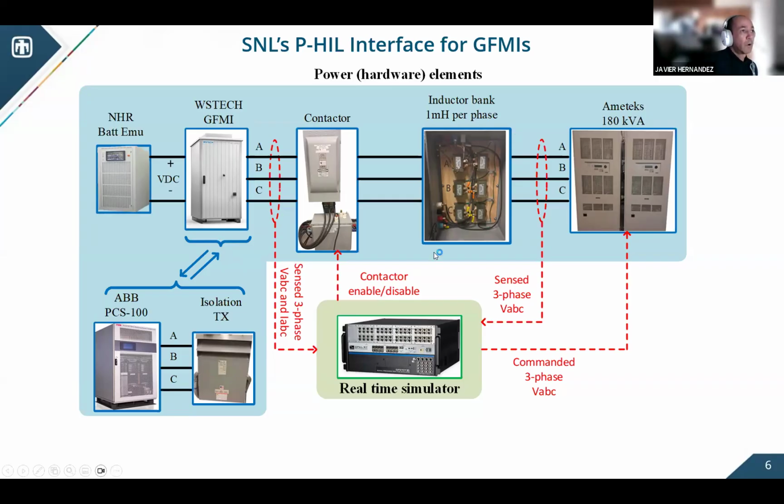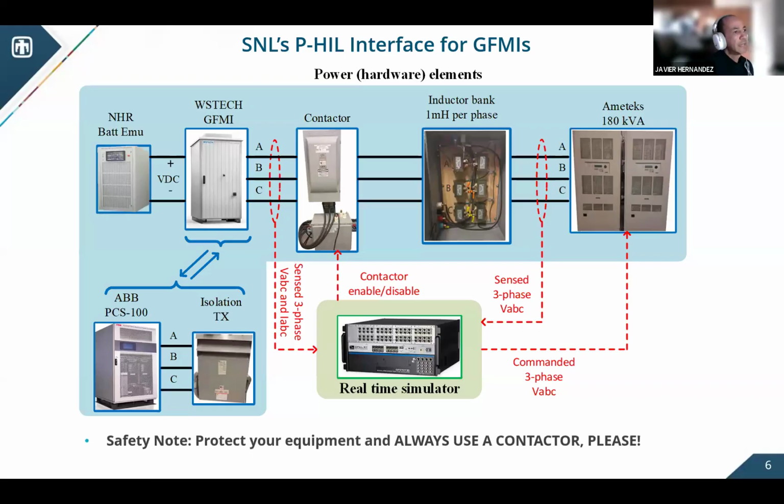We also have to build our own inductor bank. We also have the grid emulators in parallel. And the current vendor that we use for a real-time simulator is the Opal RT. Last but not least is this contactor that we have in between the two devices. I didn't put that one in the previous diagram, but as a safety note, guys, always protect your equipment and always use a contactor, if you have the possibility to use it, all right? And I will delve into some of the details on how to use it later on.